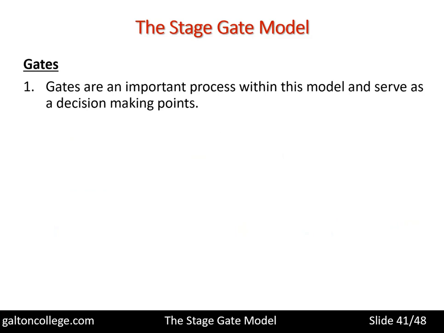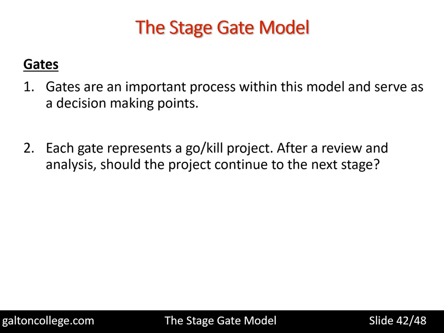Now, the gates are important processes within the model and serve as decision-making points. That's what a gate is. It's a decision-making point. Each gate represents a go/kill decision. So the gate is go, carry on, do it, or stop it, end, no more. After review and analysis, should the project continue to the next stage? That's what the gate is asking. Should it be allowed to carry on, or should it be killed off at that point? So the gate is a very strict set of principles that the company sets in place. And if the project fails one of these criteria, then it should be killed. It should stop at that stage and be fixed or killed off completely.